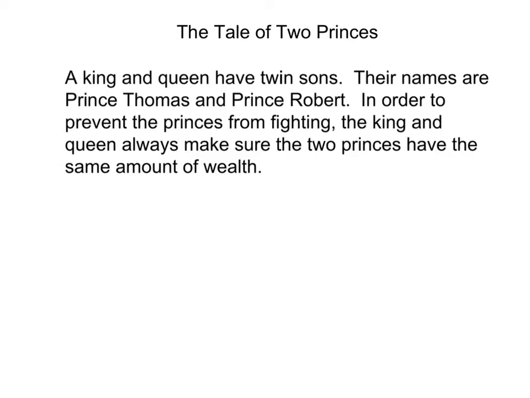A king and queen have twin sons. Their names are Prince Thomas and Prince Robert. In order to prevent the princes from fighting, the king and queen always make sure the two princes have the same amount of wealth. All right, so what that means is that throughout this story, Prince Thomas's wealth has to be equal to Prince Robert's wealth. It's going to be that way through the whole story.